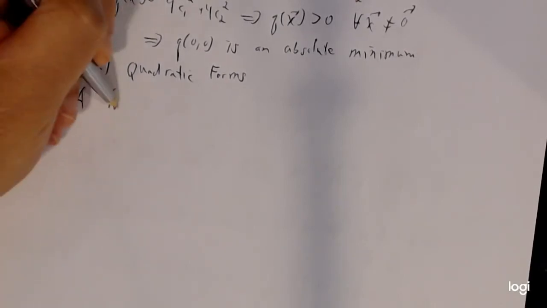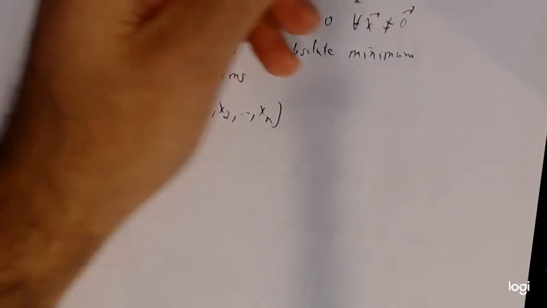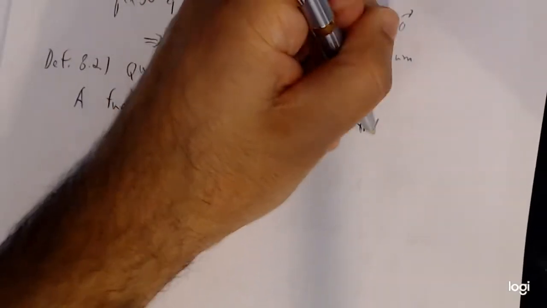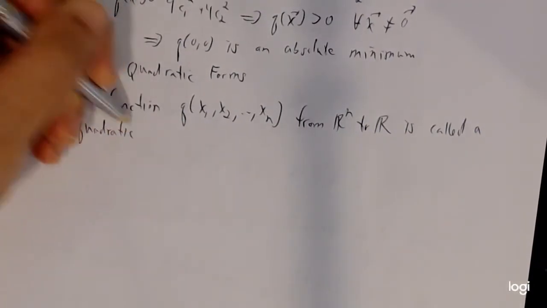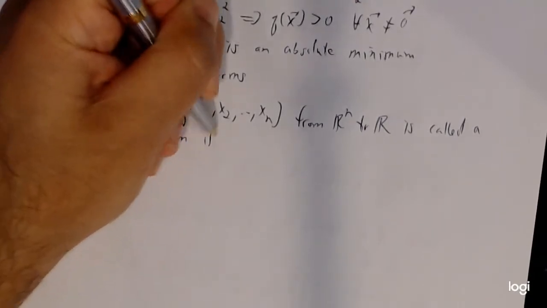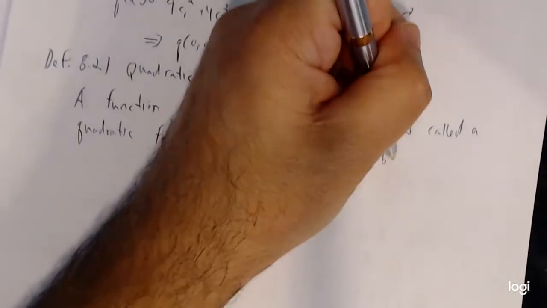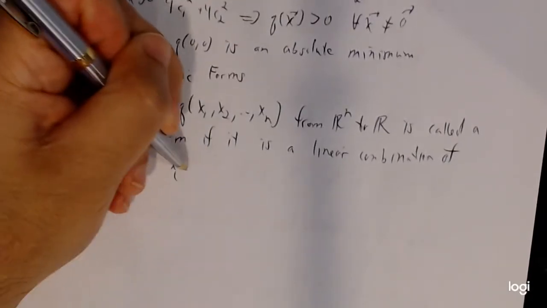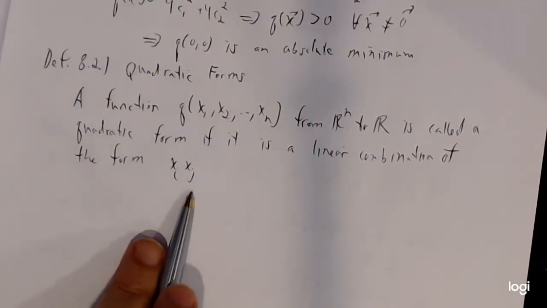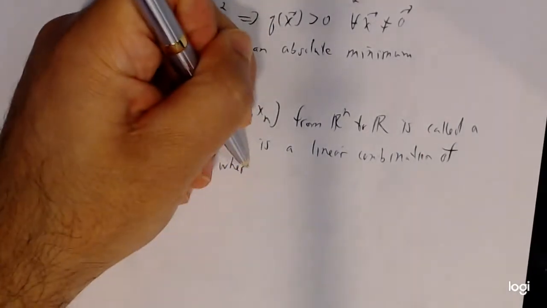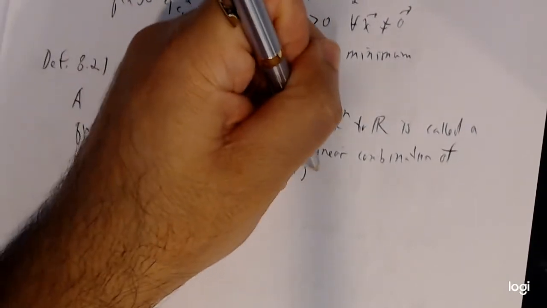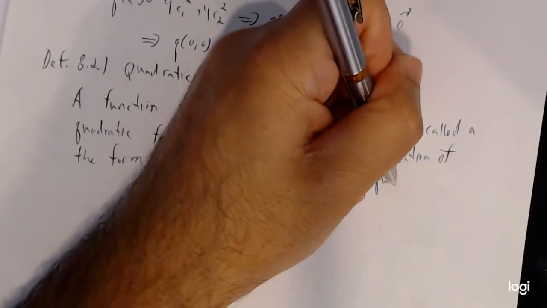So we would say that a function q of x sub 1, x sub 2, all the way to x sub n, from R^n to R, is called a quadratic form if it is a linear combination of the form x sub i, x sub j, kind of like if I have x sub 1 times x sub 2 like we had in the first example, and where i and j may also be equal.